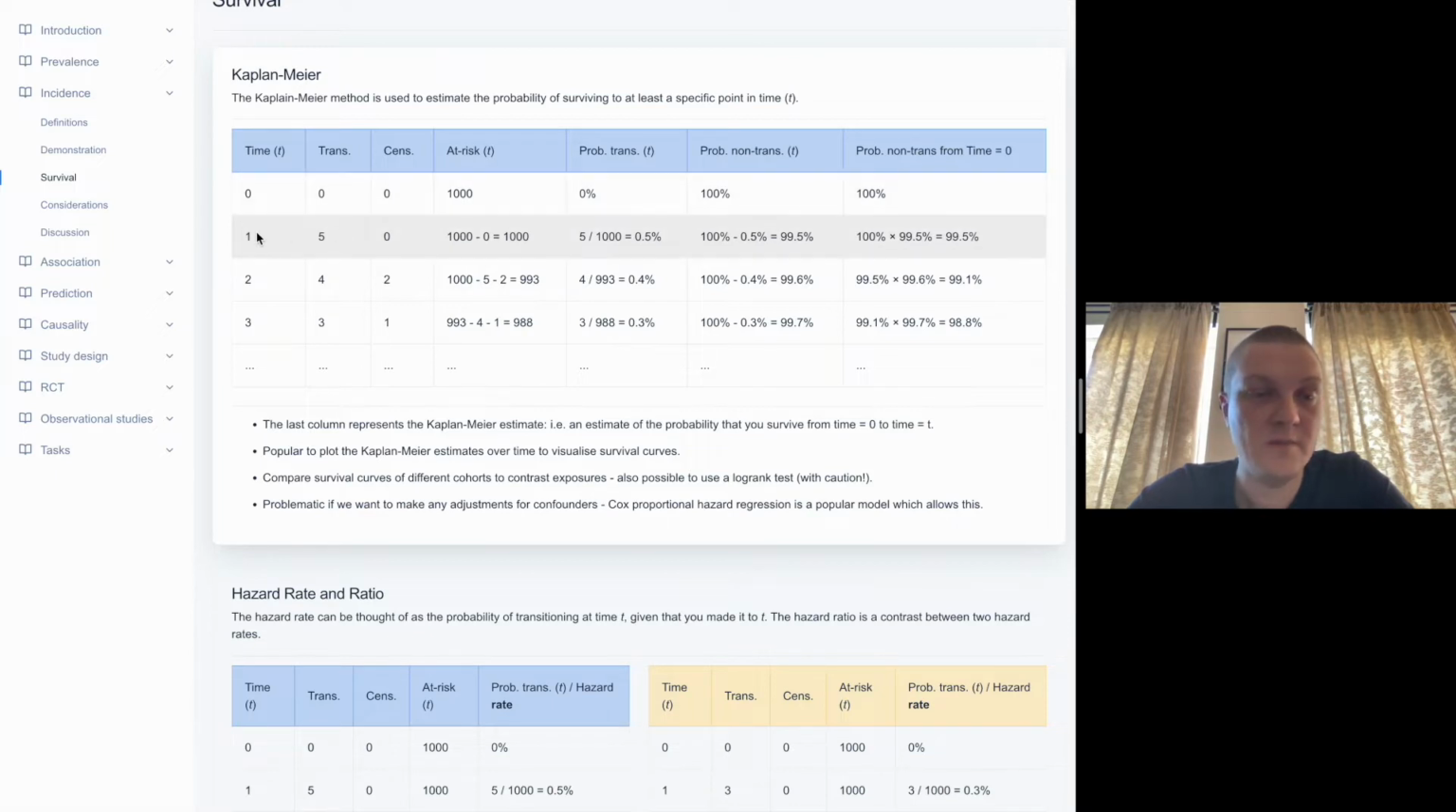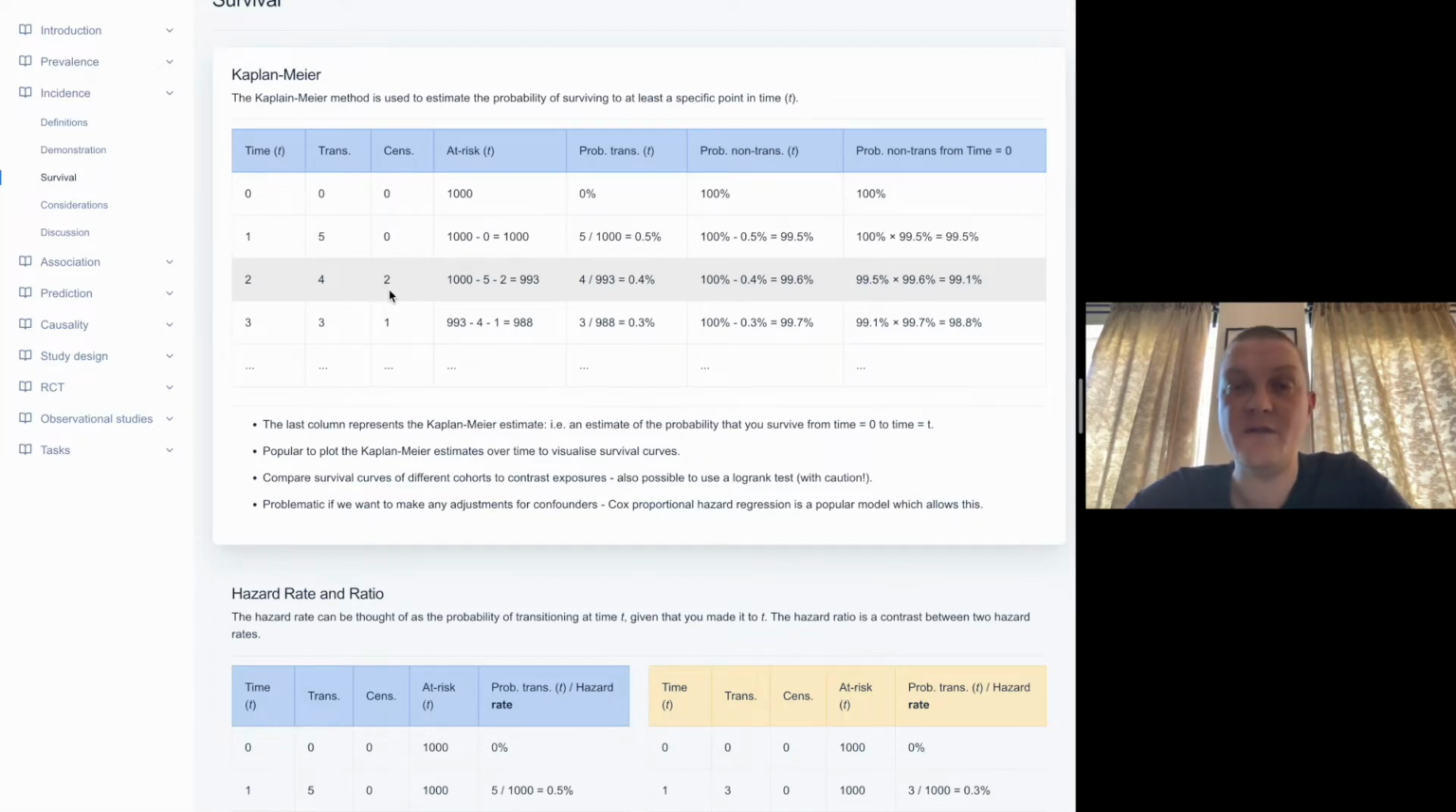Okay, let's move on. Time 2. At time 2, we had 4 people transitioning in our cohort. There were 2 people that were censored. Basically, that means that we've lost them, and we can't contact them, we don't have follow-up data on them, so we don't know anything about them. They're lost to follow-up or missing data.